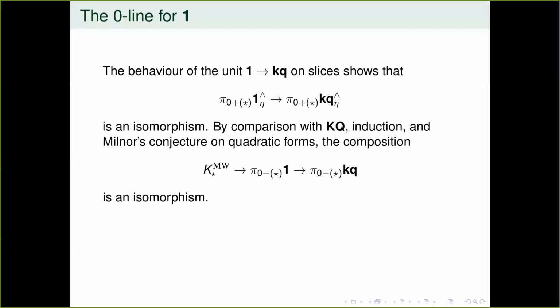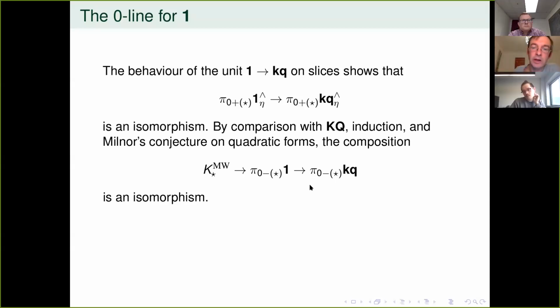So there's one thing we get from this easily, namely one half of Morel's theorem. We have the canonical map from Milnor-Witt K-theory to pi zero of the sphere, mapping to pi zero of little kq, and one can prove, by comparison with the periodic kq and Milnor's conjecture on quadratic forms, that this composition is an isomorphism.